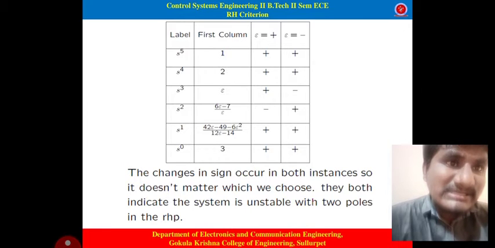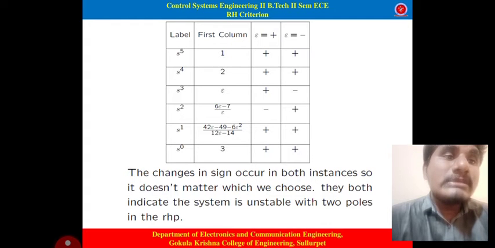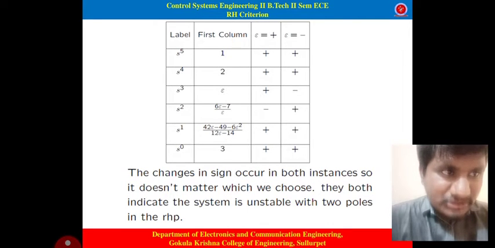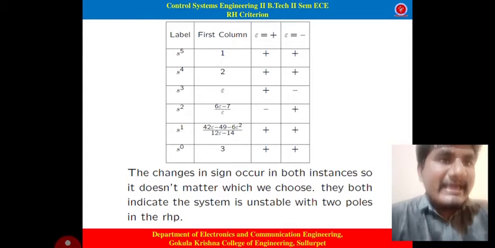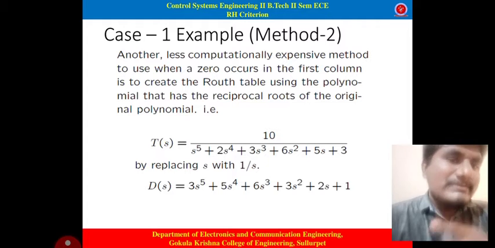How many sign changes are there? From s cube to s square there is one sign change, plus to minus, and again minus to plus. So there are two sign changes, which means that there are two poles on the right side of the S plane. Similarly, if you take epsilon as a small negative value, again there are two sign changes, which correspond to two poles in the right side of the S plane. So this is method 1.